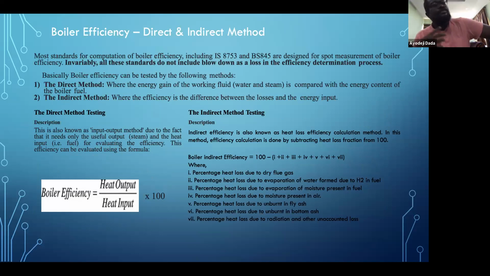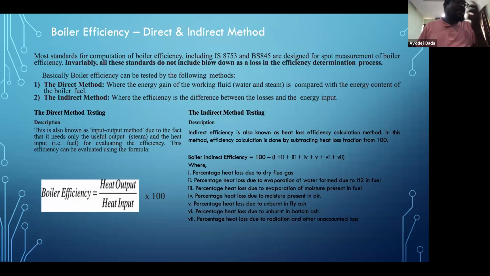There are two basic methods to evaluate a boiler's efficiency: the direct and indirect method. Just like the name implies, the direct method is to see the heat output over the heat input and get the percentage. That is the energy gain of the working fluid. The working fluid, for a boiler, is the water and steam, and we compare it to the energy content of the fuel.